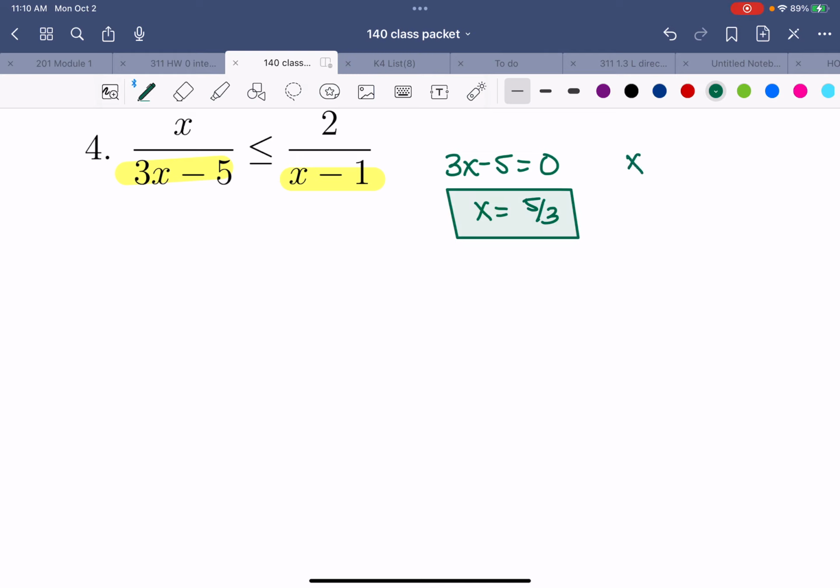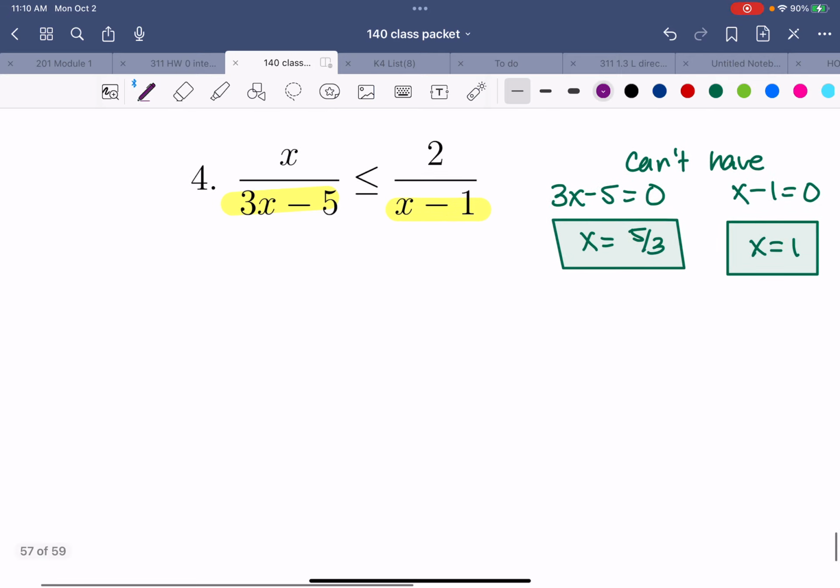And then you're taking x minus 1 equals 0. Add the 1 to both sides, and you get x equals 1. Okay, so these are numbers I can't have. So when I draw my number line, open circles around those, right? All right, then we're going to start our process. So we're going to go over here.